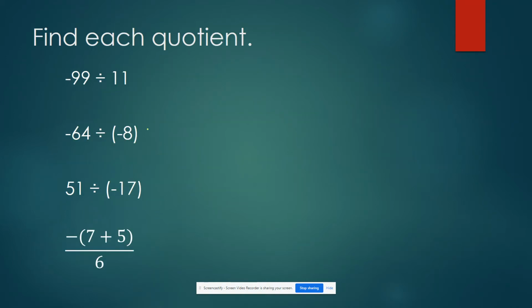Okay, moving on here. Just a handful of examples for us to try. I'm just going to walk us through these real quick, just like we did yesterday. This is a negative divided by a positive, so I get -9. This here is a negative divided by a negative, so it gives us +8. This is a positive divided by a negative. Yes, 51 is divisible by 17, and that gives us -3. And this last one here is a little bit of order of operations, right? You're going to simplify the 7 and 5 first. That's going to give you 12. The negative outside the parentheses tells us to take the opposite, and then we divide that by 6. -12 over 6 just gives us -2.